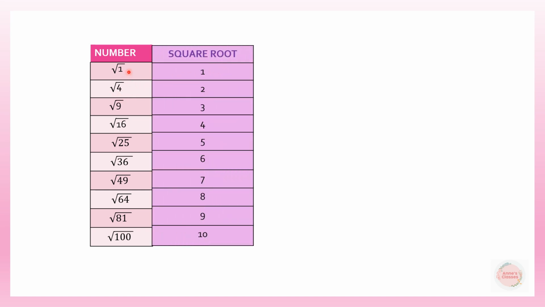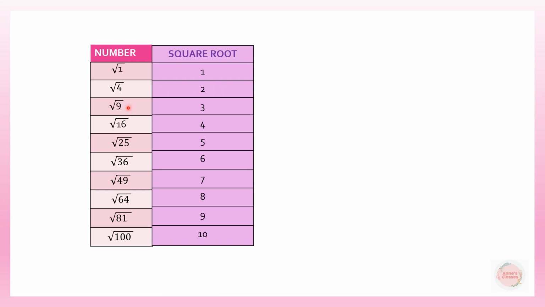Now if I take 1, what are the numbers that multiply to give me 1? Which is the number which I multiplied by itself to give me this? That is 1. 1 into 1 is 1, isn't it? So the square root of 1 is 1. Now the square root of 4, which is the number that multiplied by itself gives me 4? 2. 2 2s are 4.